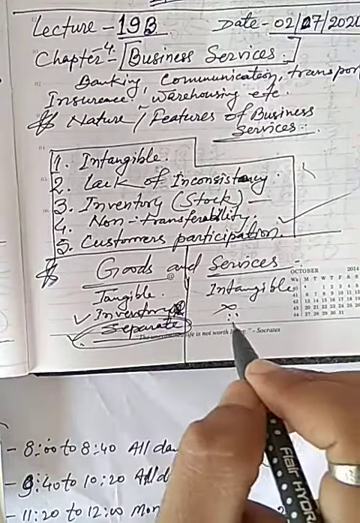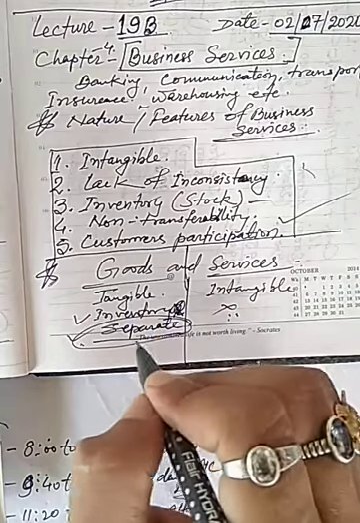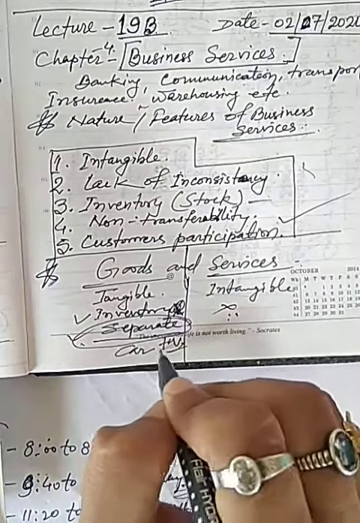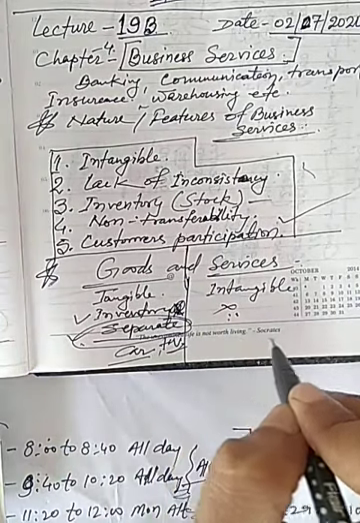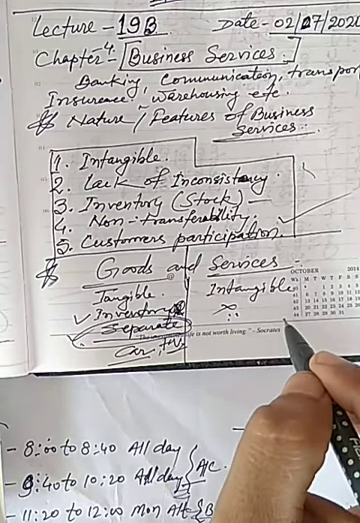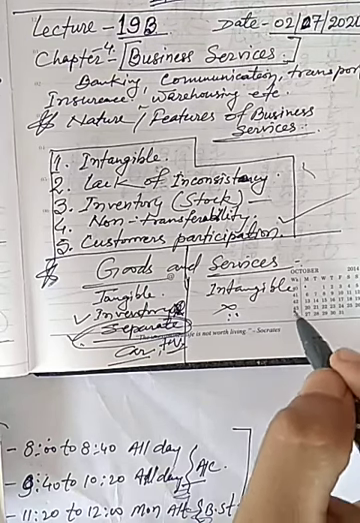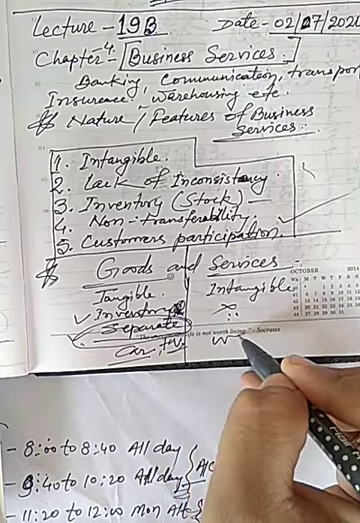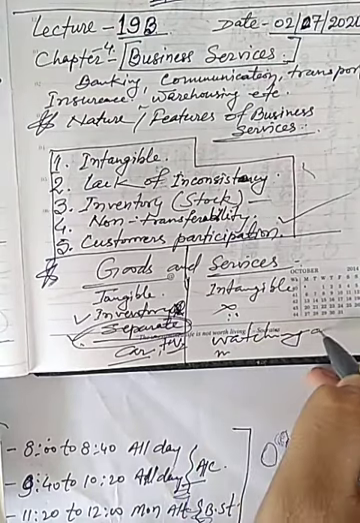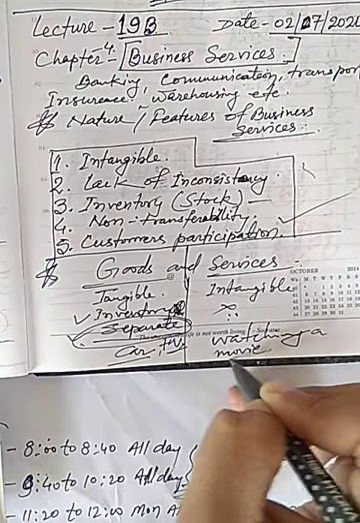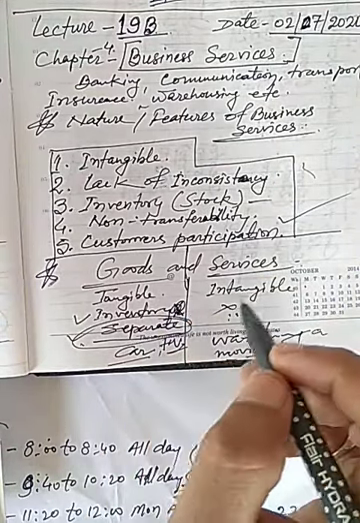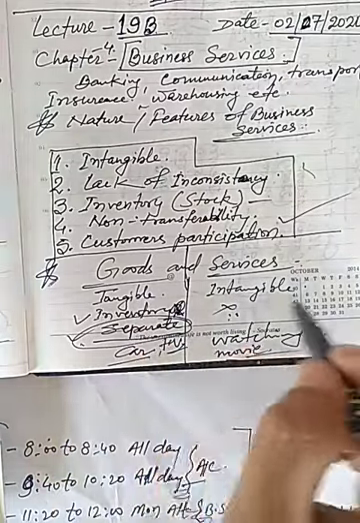Nature of goods: it is a physical object, for example, car, TV, etc. are goods. But a service is an activity or process, for example, watching a movie. So this is the basic difference between goods and services.